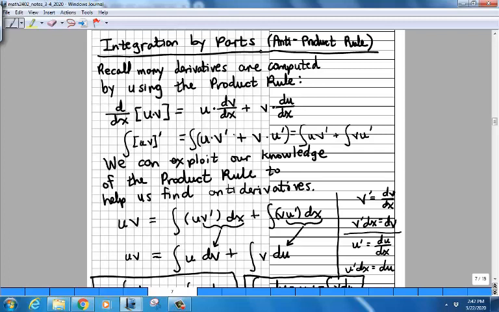Because look, v prime, of course, you know that means the same as dv dx. V prime is just another way of writing dv dx. But I can take this equation and solve it for dv. So I can write dv as v prime times dx.